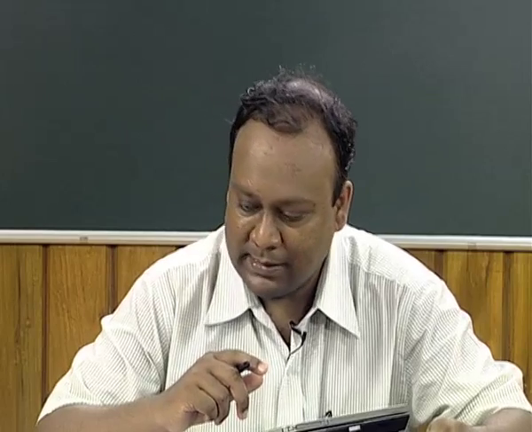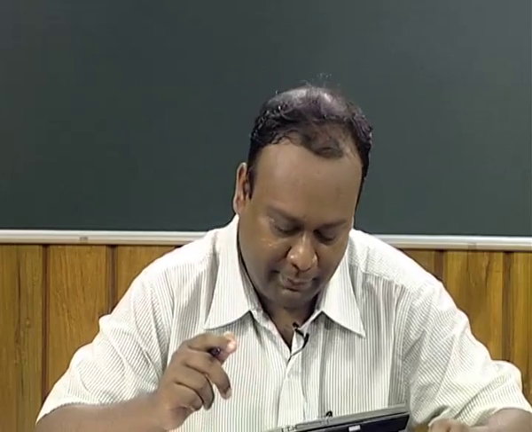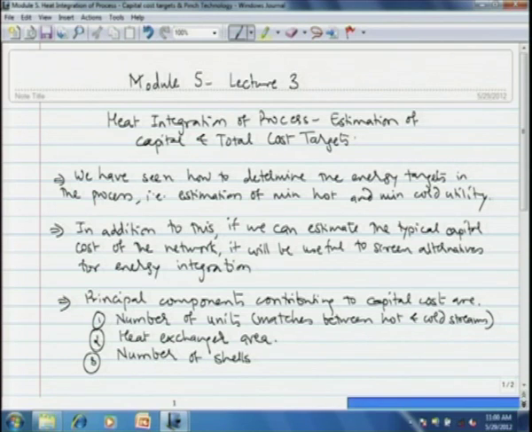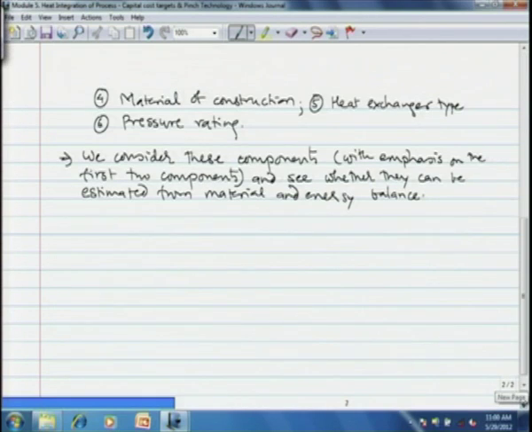Okay. The principal components that contribute to the capital cost are first the number of units, or the number of heat exchangers that make match between hot and cold stream, then the area of these heat exchangers, then the number of shells in this exchanger, okay. Then the material of construction, then the heat exchanger type, whether we have a floating head or fixed tube sheet exchanger, plate heat exchanger, and so on, and then the pressure rating of these exchangers.